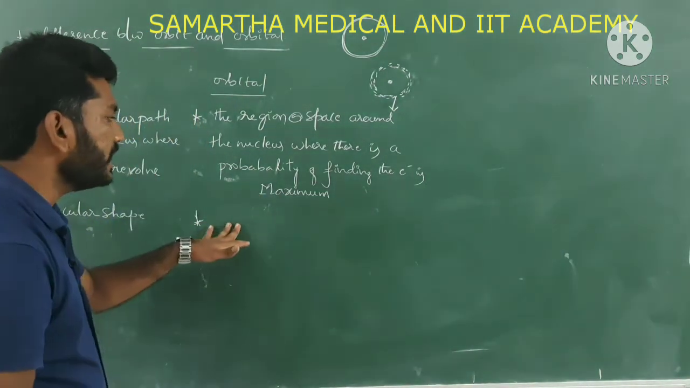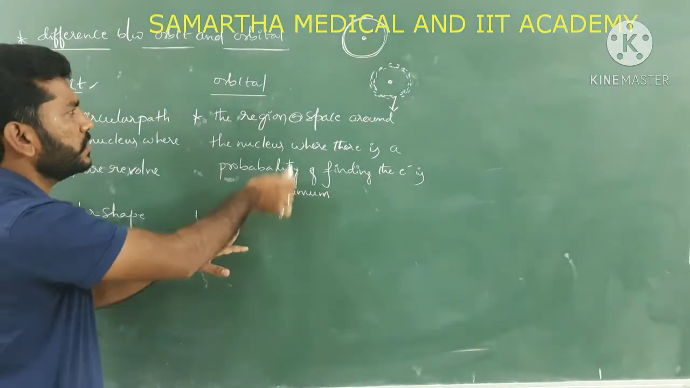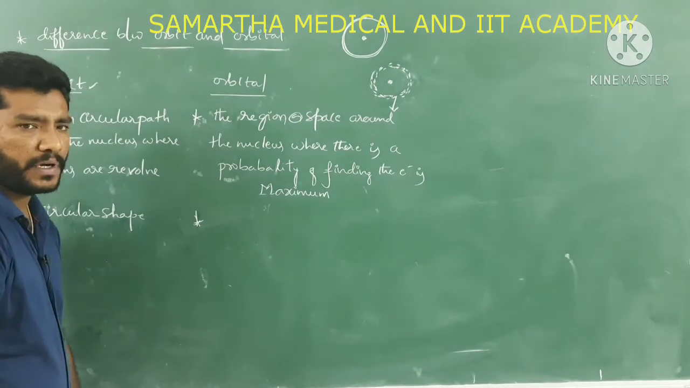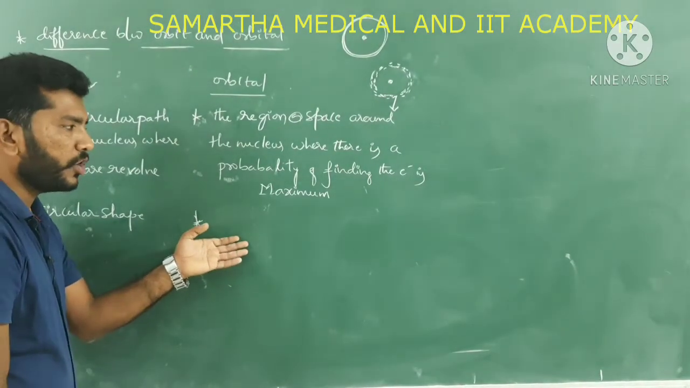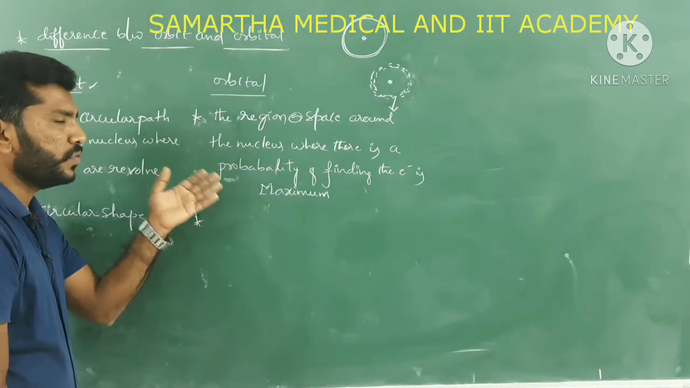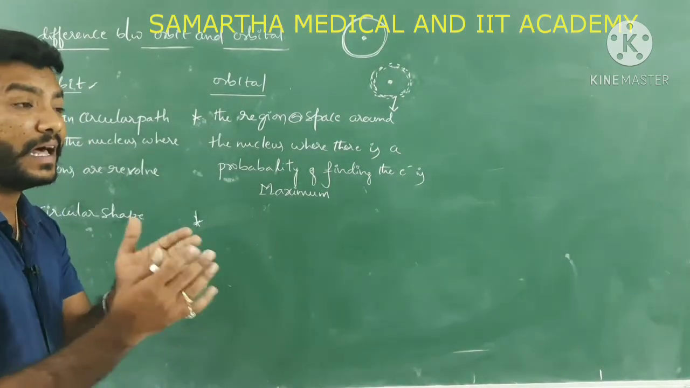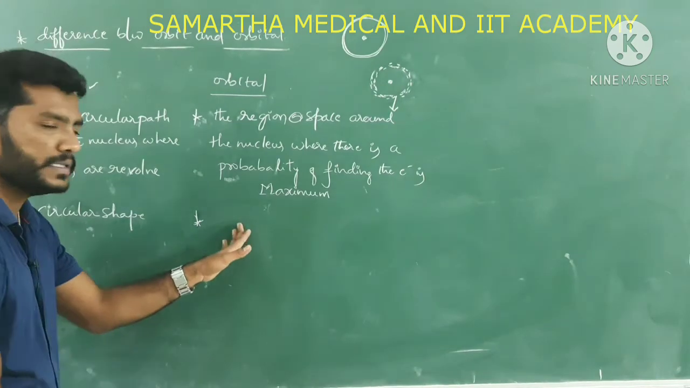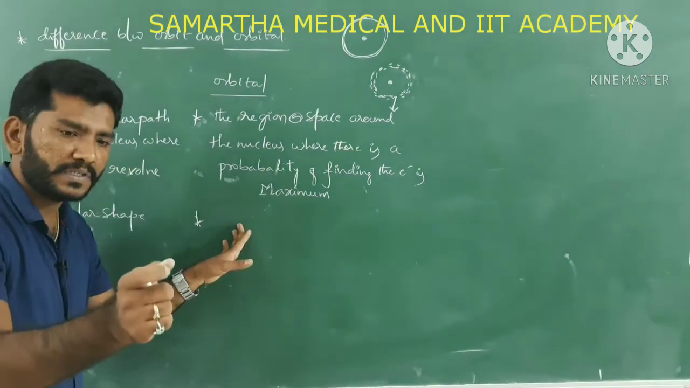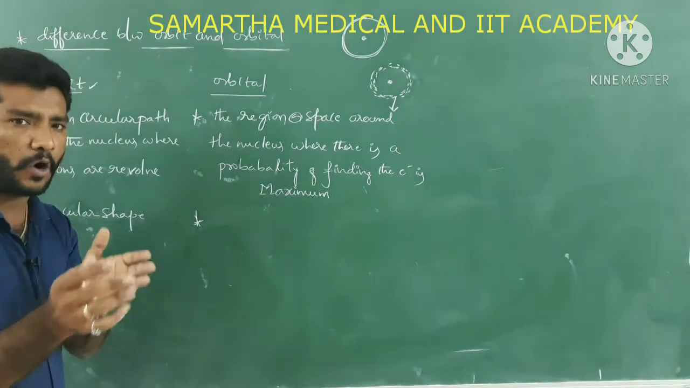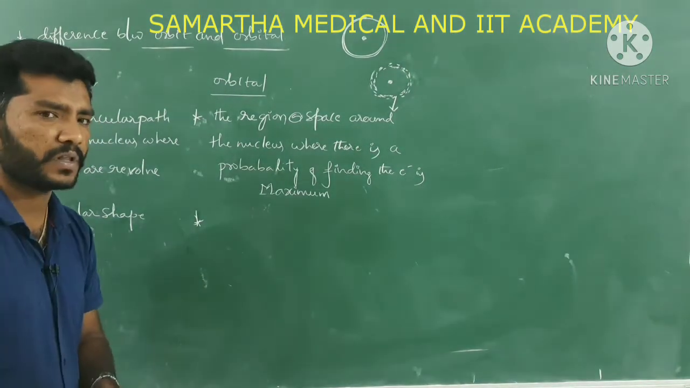Suppose you go with the s orbital, p orbital, d orbital and f orbital, those orbitals have different shapes. The s orbital is spherical in shape, the d orbital is double dumbbell, and the p orbital is dumbbell shaped. The f orbital is quite complex, and we could not get an actual shape for that.